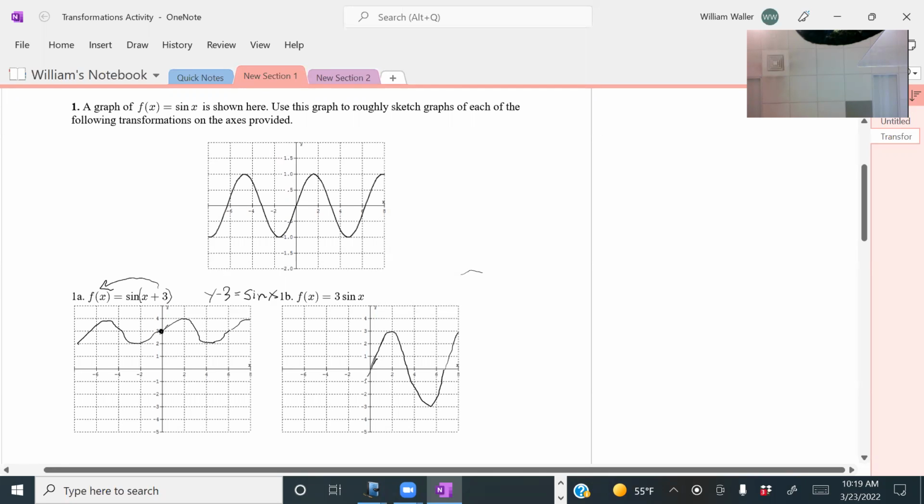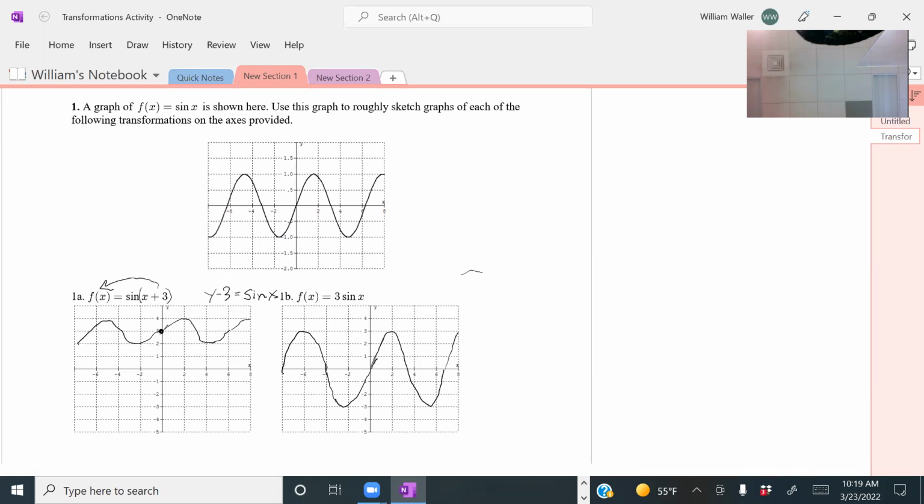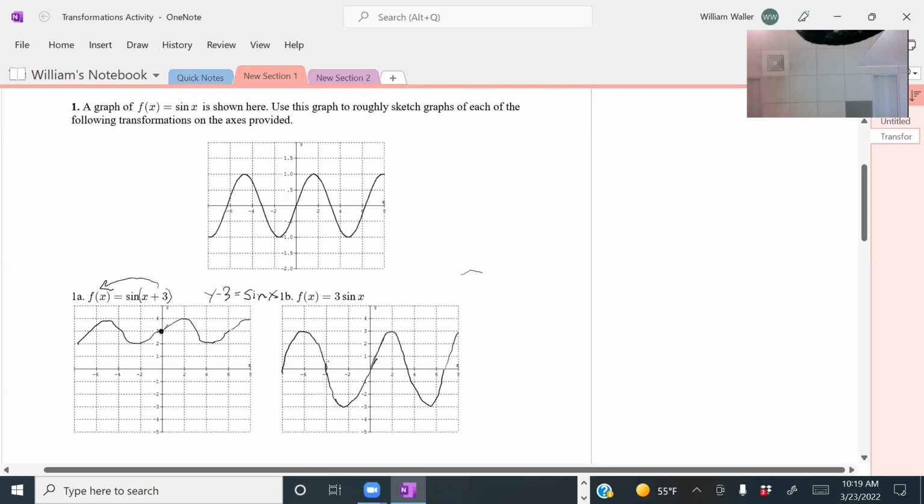Probably not going to draw this very well on the other side, but something like that, right? So you've just changed the height of the graph, right? If you wanted to shrink or stretch it horizontally, where would the 3 go? Right, next to the x. So if you wrote y equals sine of 3x, that would stretch or shrink the graph horizontally.